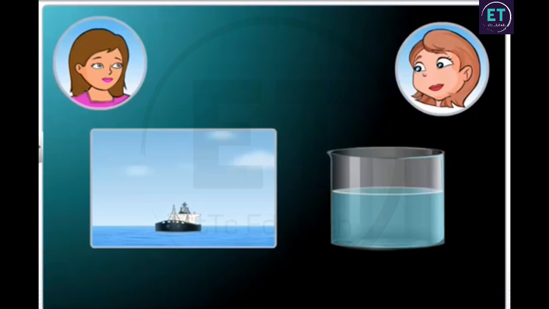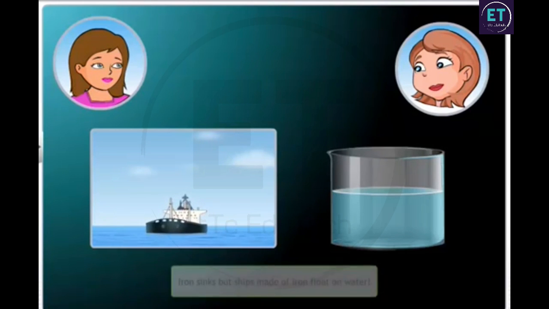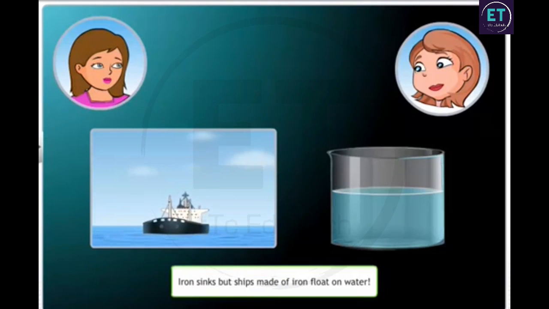That's cool. But wait a minute. The density of iron is greater than that of water. So how is it that if we drop a piece of iron in water, it sinks? But our ships are built of iron and steel parts, and they don't seem to have any problem staying afloat in water. That's a good question.